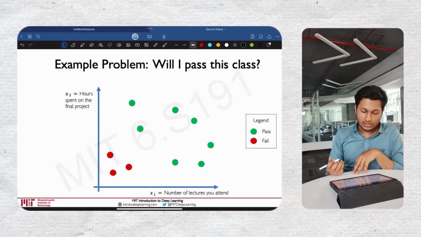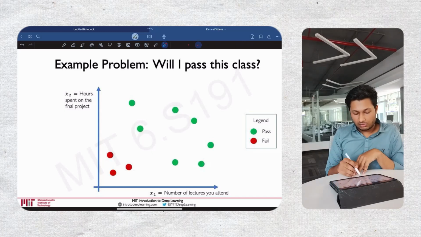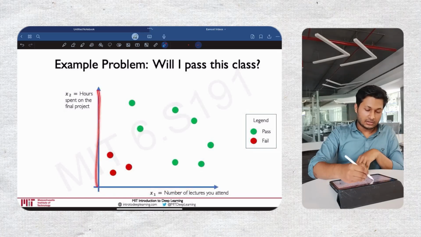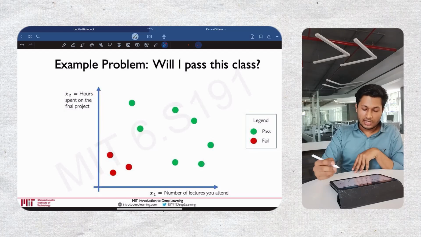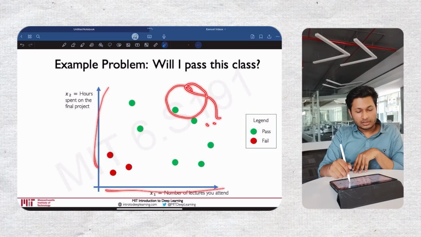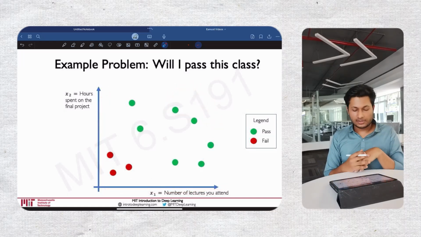These are the two features which determine whether you are going to pass the class or not. As you can see, we have a graph. The x-axis shows the number of lectures you have attended and the y-axis the number of hours you have spent on your projects. The greater both are, the higher the probability that you will pass the exam. But if both are less, there are higher chances you are not going to pass.